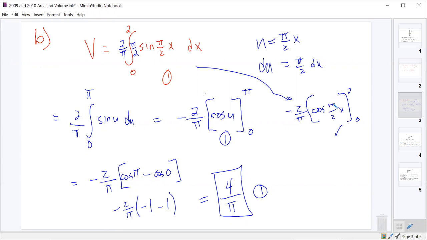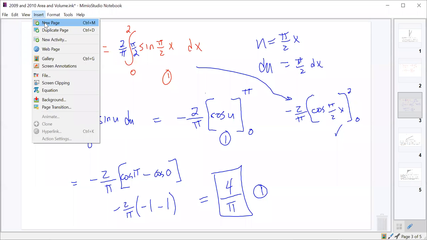For those of you that might be taking another semester of calculus someday, you want to be able to do these U substitutions in your head. So, any other questions on part B?